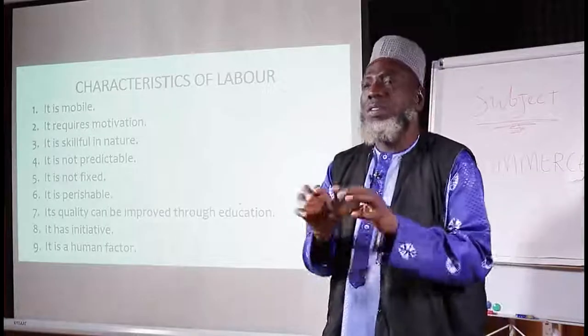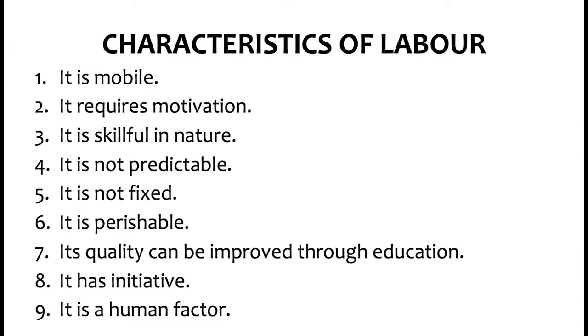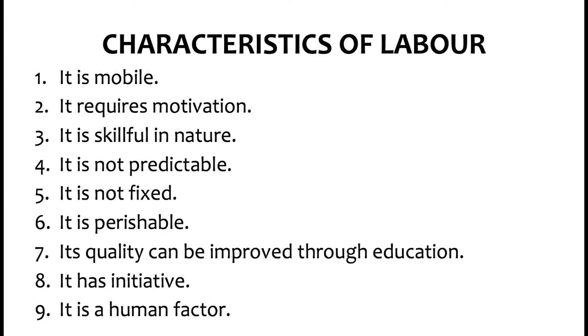Then we go to characteristics of labor. What are the features of labor? There are so many of them. Number one, labor is mobile, meaning that it can be transferred. It can be moved from one place to another. A particular worker can be transferred from one factory to another, from one rank to another. This is what we call mobility of labor. Number two, it requires motivation because they are human beings. They are not like machines that only need service. Human beings require motivation. Motivation moves them to work harder, to give their best. It boosts their morale to work harder.